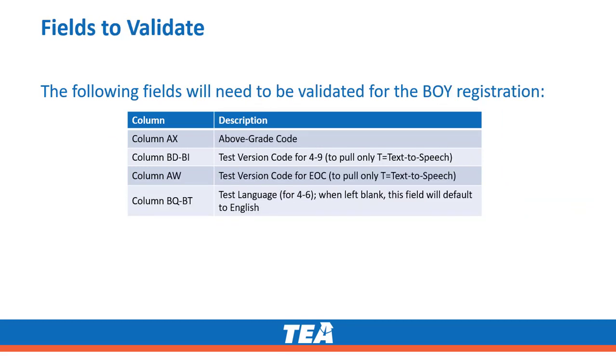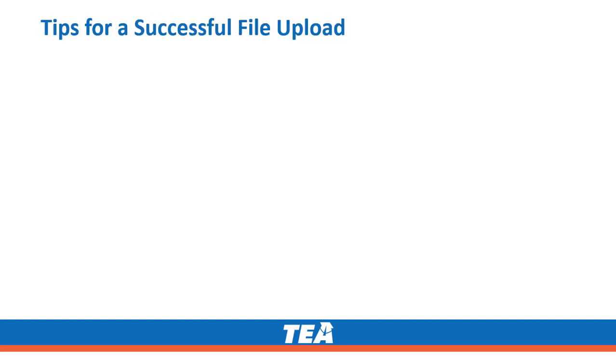Fields to validate. The following fields will need to be validated for the BOY registration. Column AX, above grade code. Columns BD through BI, the test version code for 4 through 9, to pull only T equals text-to-speech. Column AW, test version code for EOC, to pull only T equals text-to-speech. Columns BQ through BT, test language for 4 through 6. When left blank, this field will default to English.